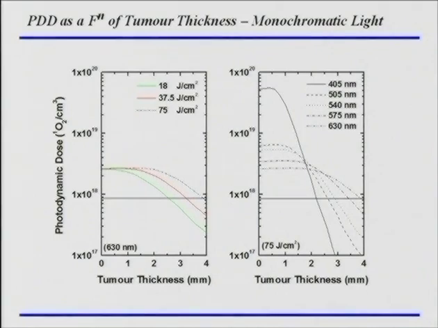So there's 405, and there's 630. Now, if you're only wanting to treat a millimeter or two, 405's fine, it'll do it. You don't need 630. You only need 630 if you're trying to get deep down within tissue. And that's why 405 is a good choice for treating actinic keratosis.